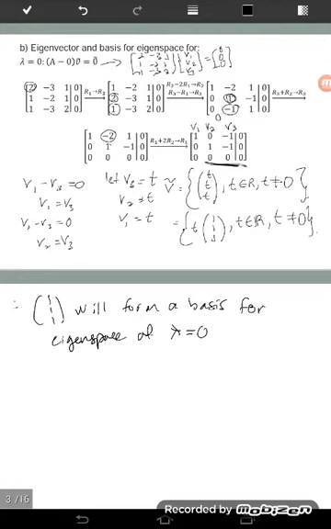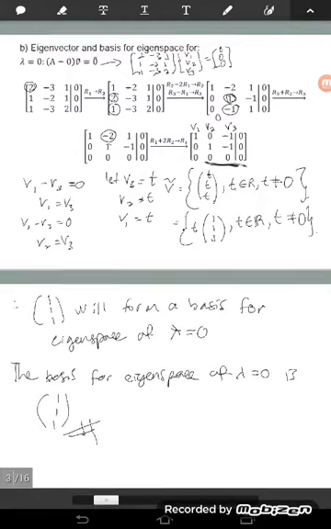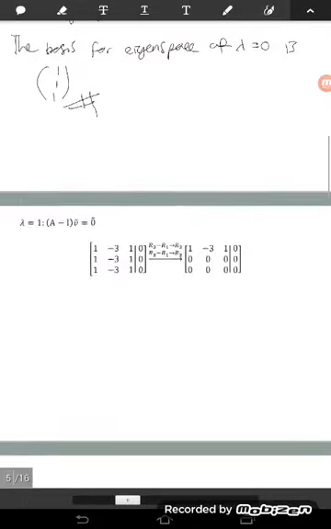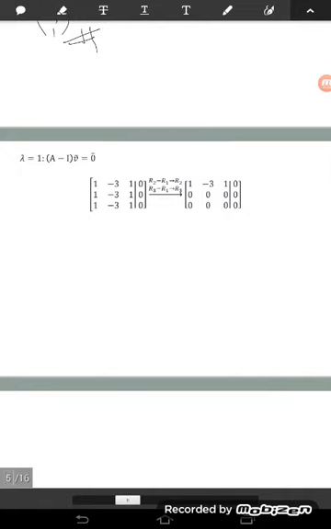Or you can write down the basis for eigenspace of lambda equal to 0 is 1 1 1. Okay, so after that, okay, so we find the eigenvector and the eigenspace, basis of the eigenspace for lambda equal to 1. So tadi lambda equal to 1 ni dia keluar 2 kali kan. So 2 kali. So cukup kita cari sekali je, nanti kita akan dapat 2 basis dia.